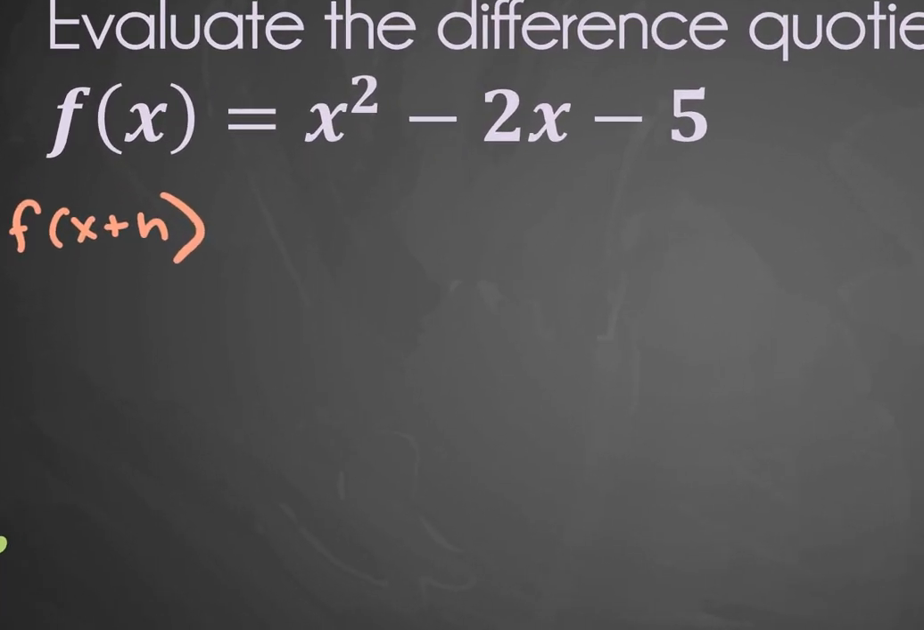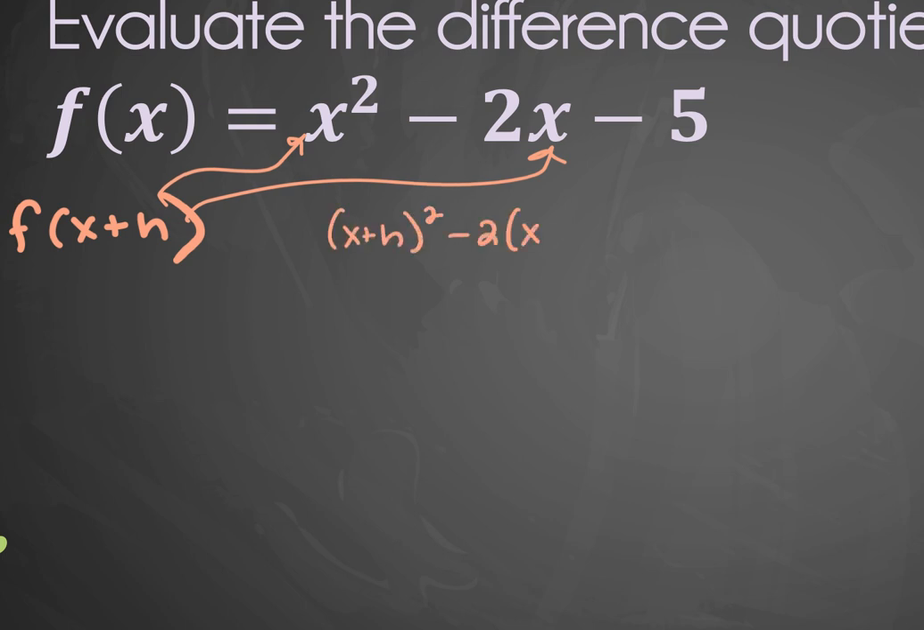Go back to the warm-up. What if this was a question on your warm-up? What would you have done with the x plus h? Plug it in. So it's going into both x's. And I get (x plus h) squared minus 2 times (x plus h) minus 5.